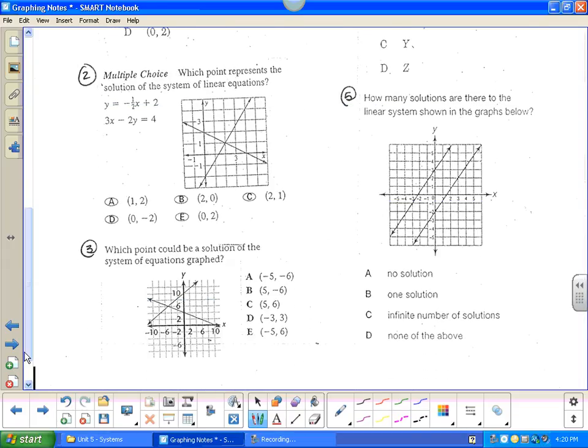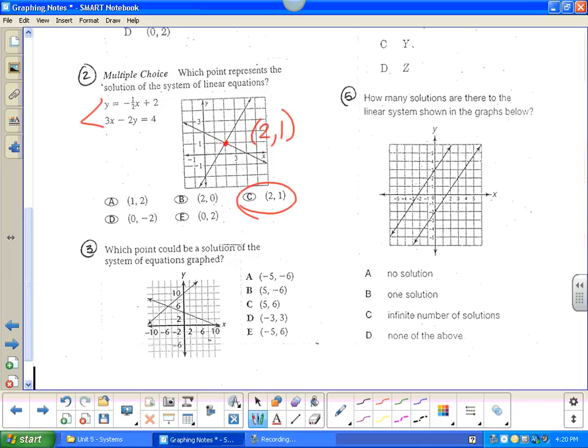Number 2, which point represents the solution of the system of the following equations? And a lot of people look at these two equations right here and they say, oh, well, that was nice, the first one is solved for y, I need to solve the second one for y. And that's not true, because what have they already done for you? They've already graphed it. So all your job is to look at that point right there and figure out what coordinates it is. So your x value would be 2 and your y value would be 1.